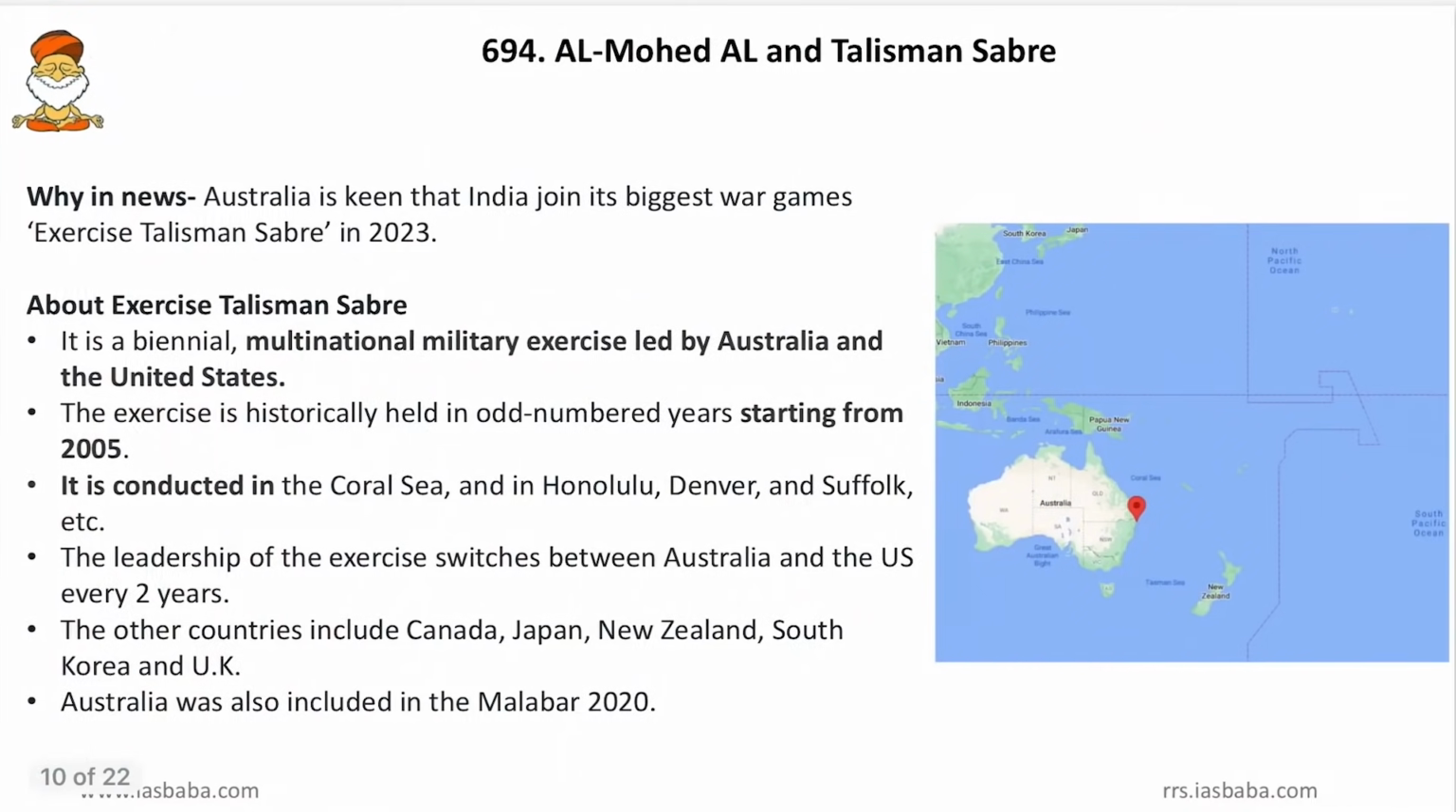Then come to the next one, Talisman Sabre. Friends, why was it in news? Because Australia is keen that India join its biggest war games exercise, that is Talisman Sabre, in 2023. So Australia is waiting eagerly for India to join the exercise in 2023.